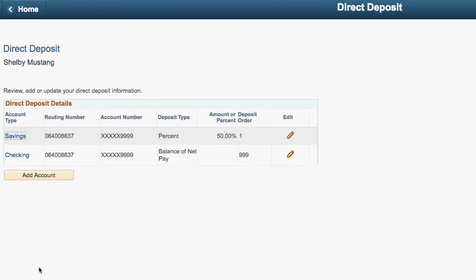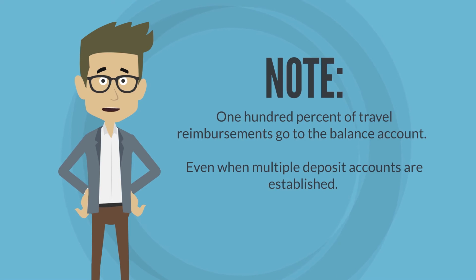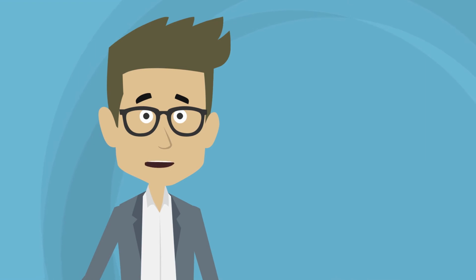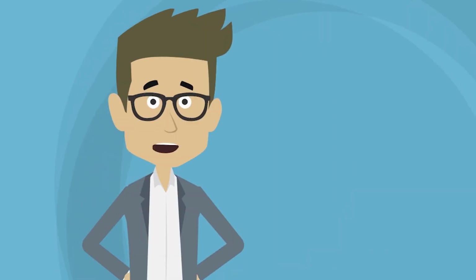Shelby's direct deposit page now shows the 2 deposit accounts to which Shelby's payments will be deposited. Half, or 50% of her payment, will first be deposited to the savings account. The remainder of her payment, in this case, half or 50%, will be deposited into the balance account, which is the checking account. Note, 100% of travel reimbursements go to the balance account, even when multiple deposit accounts are established. Once the account information is updated and saved, it is effective immediately for the next confirmed payroll. If Shelby has an email address entered in the system, an email notification will be sent notifying her the direct deposit account was updated. Employees are allowed to enter up to 3 direct deposit accounts.